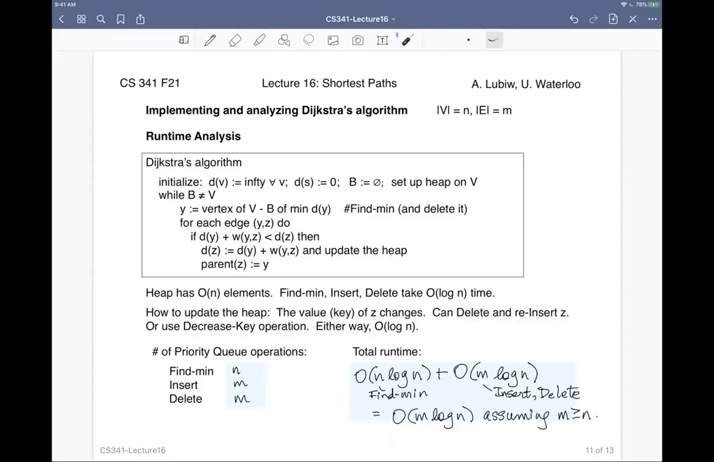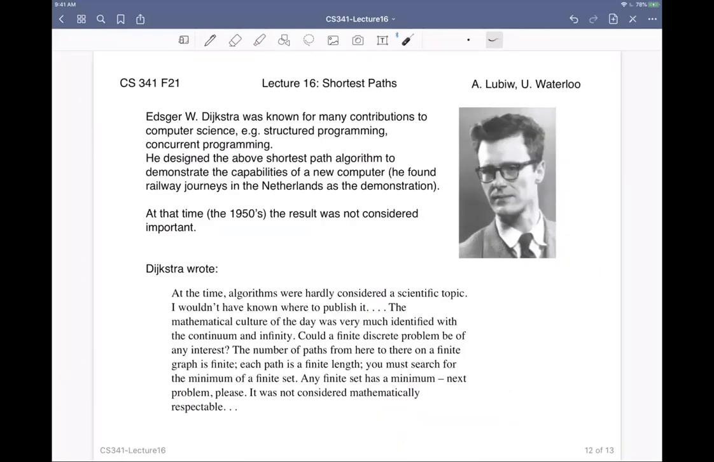And the one last thing I wanted to tell you was a little bit of the history. I have a picture of Dijkstra from the time in the 1950s when he discovered this algorithm. He was known not only for this algorithm, but for many contributions in computer science, concurrent programming, structured programming.